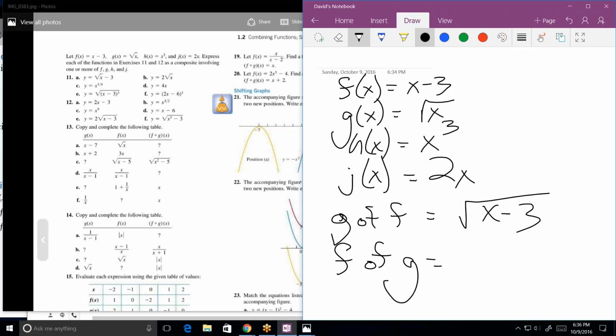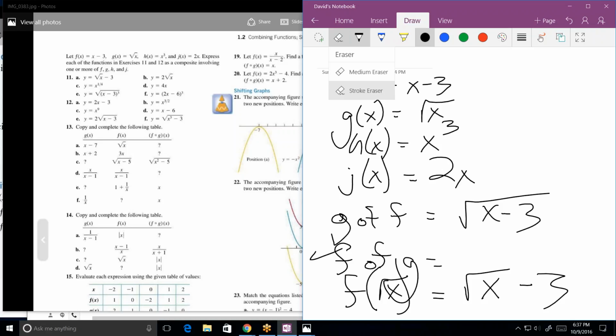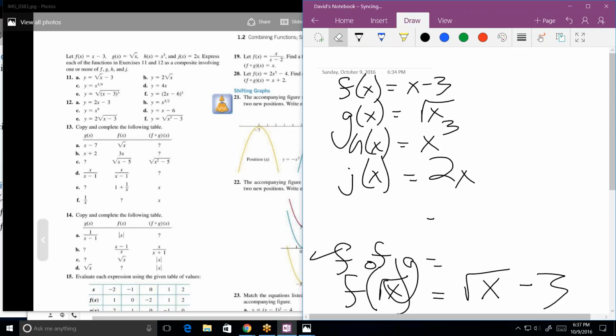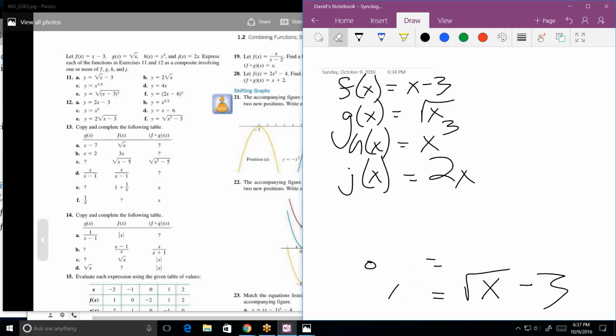So then f of g would be the way to answer that is, what is f of square root of x? So then it would just be square root of x in the x place, and then minus 3. That's what we're looking at. So what we have is f of g for a. That's what we have to figure out, is how to write each of these functions as a composite. So the first one's f of g.